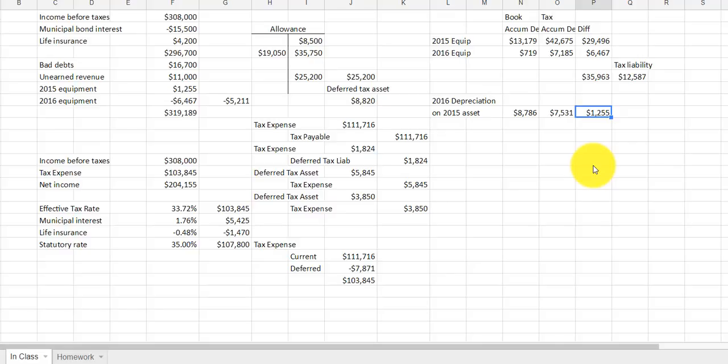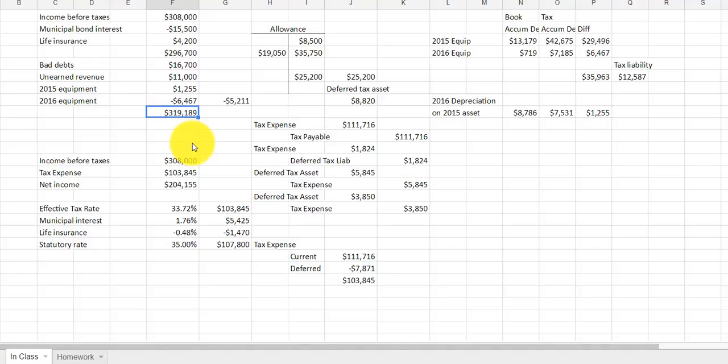And the difference between those two, between tax and book, is $1,255. But this year, the income statement depreciation is actually higher than the tax. So instead of subtracting additional depreciation, we're actually going to add, because our tax depreciation is actually lower. So we have to get rid of some of that depreciation. We're going to add that to our taxable income. So our taxable income is $319,189.